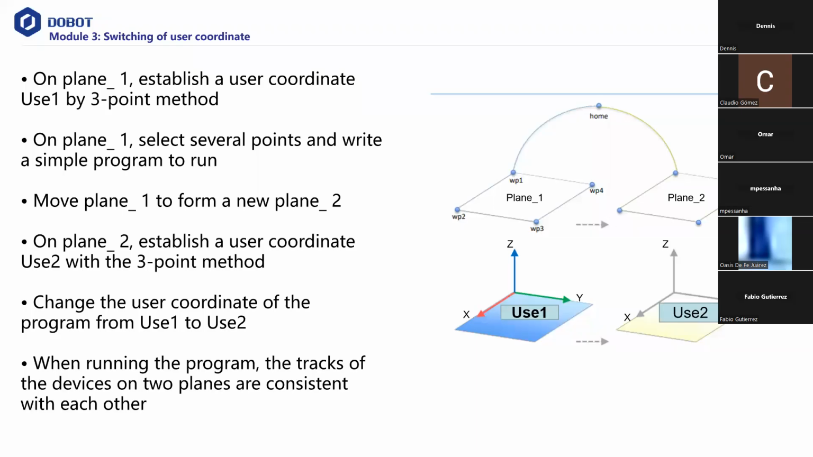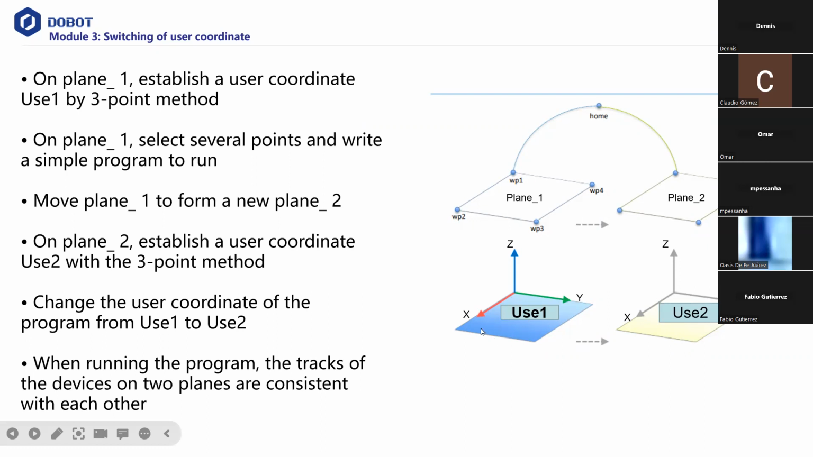Establish a user coordinate, user2, with the 3-point method. Change the user coordinate of the program from user1 to user2. Whatever you write in your program for user1, you can change to a new plane, user plane 2, and run the same program on this coordinate system. When running the program, the track of the device on the two planes is consistent with each other.